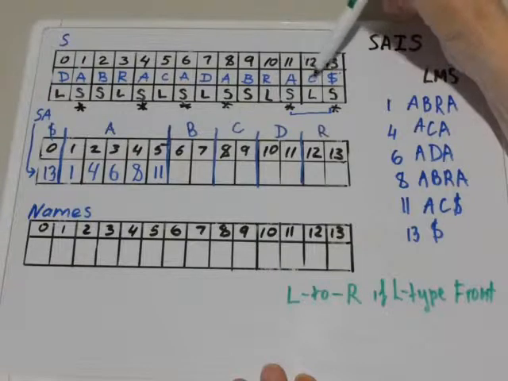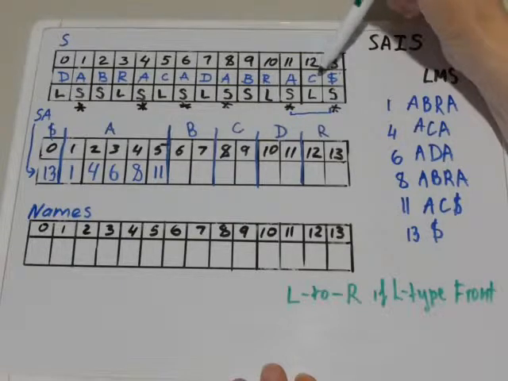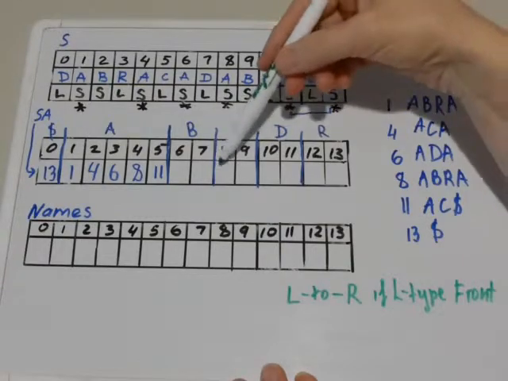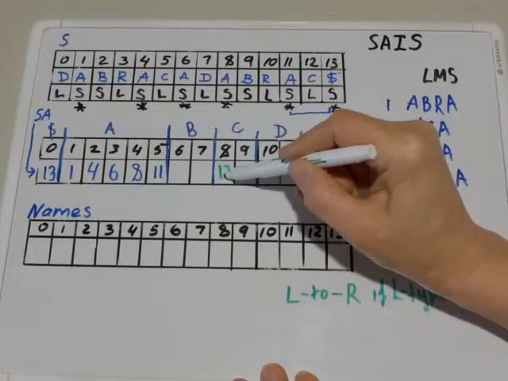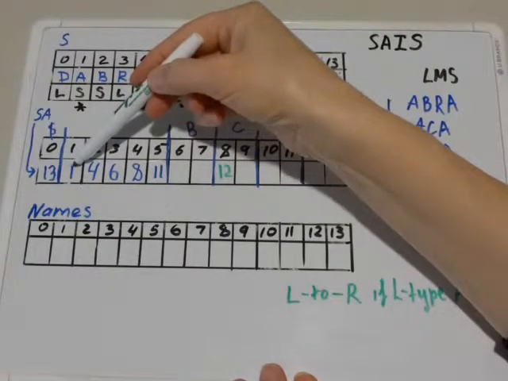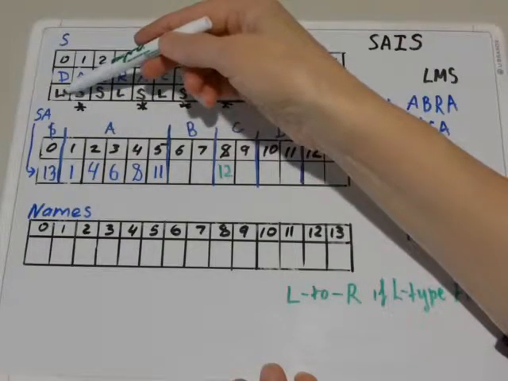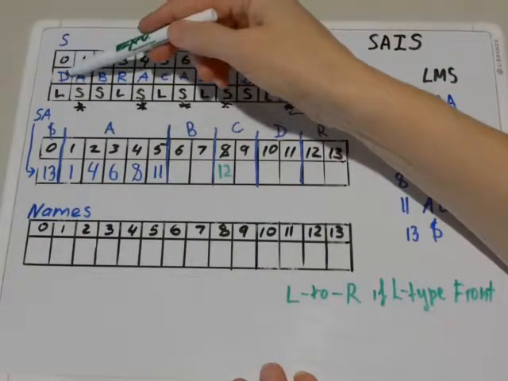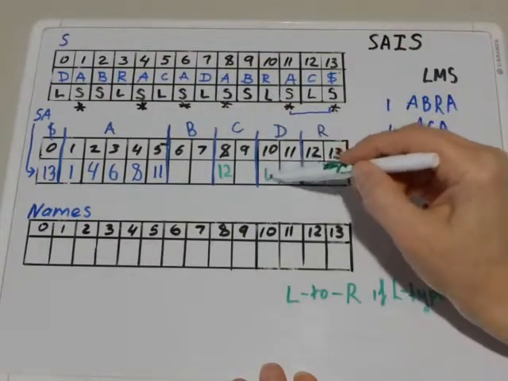Look at the 12, character C is of L type, so we need to put position 12 at the front of the C bucket. C bucket is here, front is right in here. So we put position 12 in the front of the C bucket in the suffix array. Next position is 1. 1 minus 1 is 0. Character at 0 is D of L type. L type is good, that's what we want. Put position 0 in front of the D bucket. This is the D bucket, front is here, put 0 here.